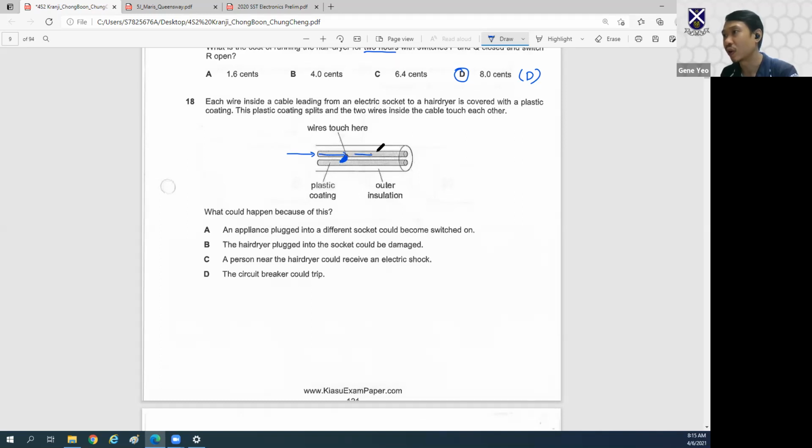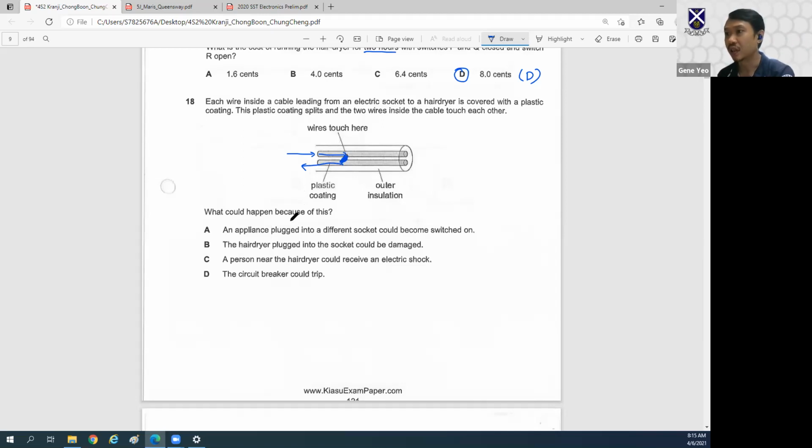It does not want to go there because by nature, current is lazy. It always takes the easiest path. So if it doesn't need to go over here and do whatever it needs to do, power up the appliance, right? It will not go there. Instead, it will take the short circuit and go back this path, okay? So this is what's happening. There's a short circuit there.